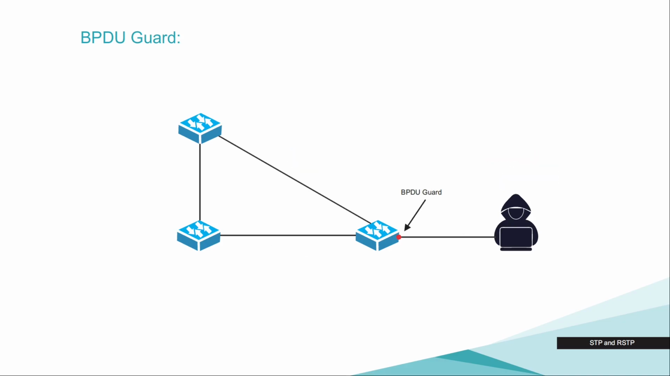In that case, we can configure the interfaces that are connected to end devices with the command BPDU Guard. If the hacker tries to send a superior BPDU message, our switch will disable this interface. And this is how we can secure our switches from receiving BPDU messages on the interfaces that are connected to end devices. This is the end of this video.